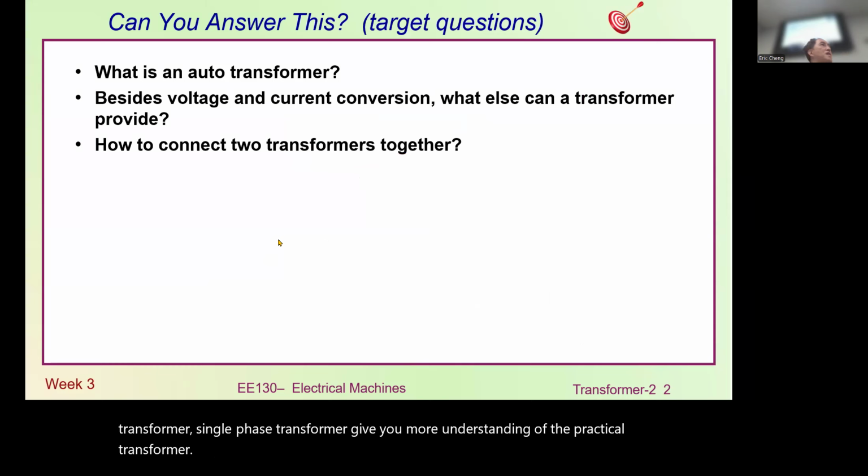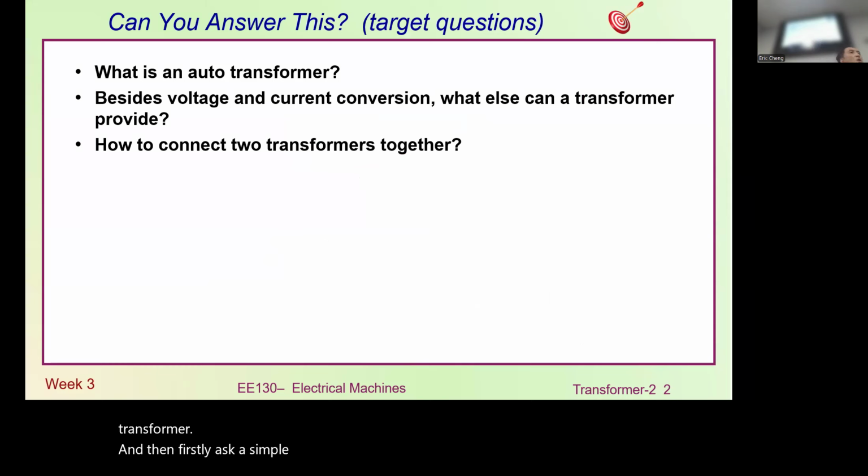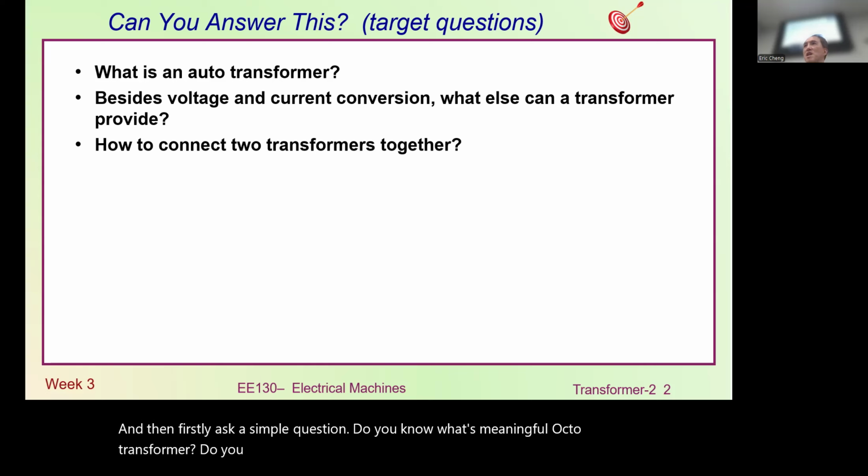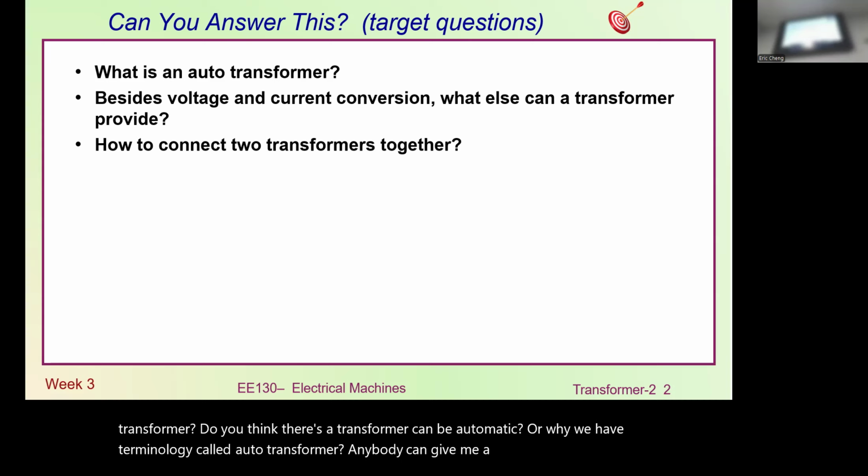And then, firstly, let me ask a simple question. Do you know what the meaning of auto transformer is? Do you think a transformer can be automatic, or why do we have the terminology called auto transformer? Can anybody give me a hand? Auto transformer? What do you think?